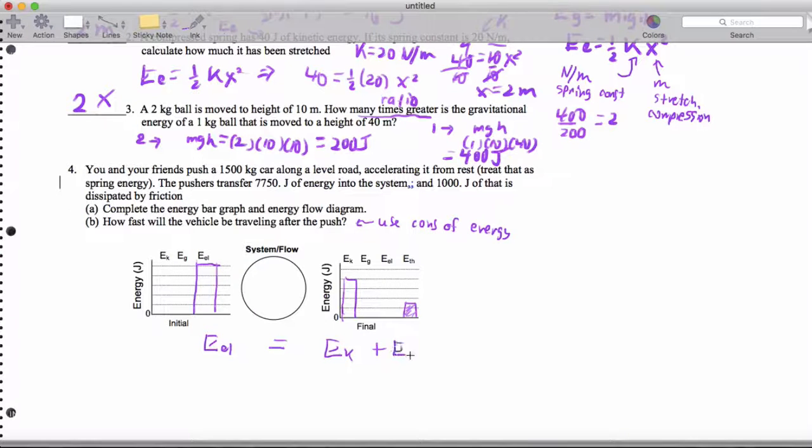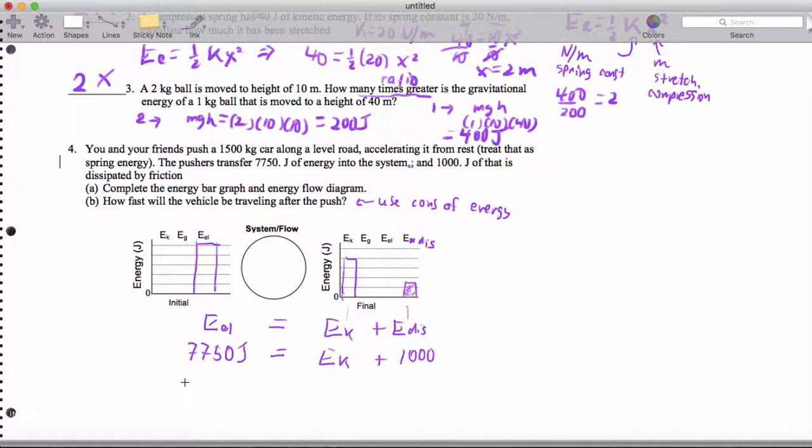And if you notice, I'm doing this addition thing. Sorry, I don't like this letter. This should say dissipated. Sorry about that. But just to be clear, once you set up this bar graph, you take this here, you set it equal to this guy plus that guy. So I'm just adding all the bars. So I have 7,750 joules to start with, and 1,000 of that gets lost as dissipated energy, and I'm left with kinetic energy.